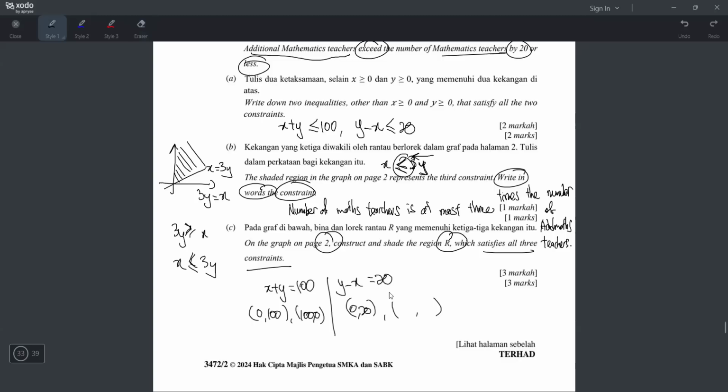So what if I use another point? Let's say I use 80. Because if I ganti x 80, then my y will be 20 plus x, 20 plus 80, 100. Then this point can plot. Okay, actually ada lagi satu garisan, which is the x equals 3y. But this one no need already lah. They already do it for me already. Why you wanna do it again? They already lukis cantik for me already. So that one no need.